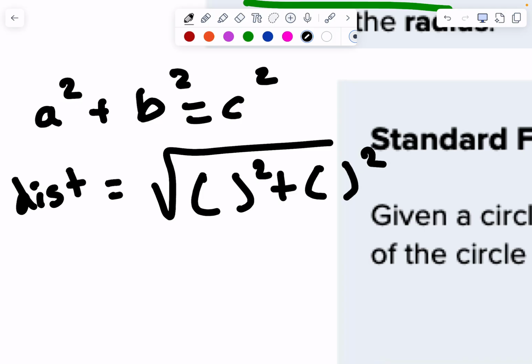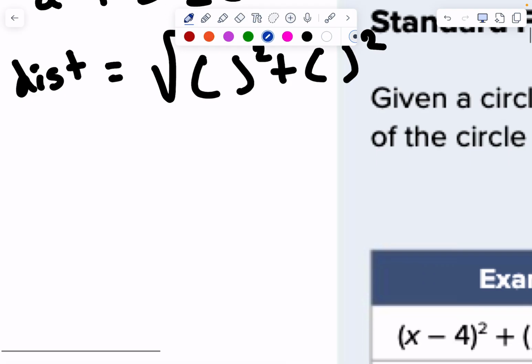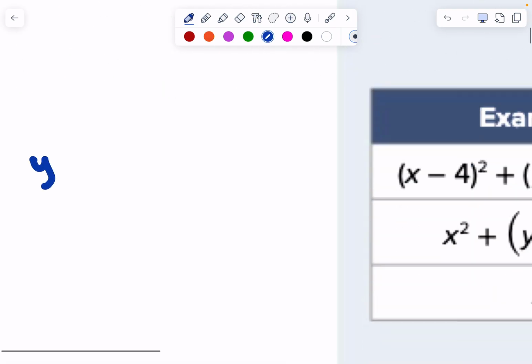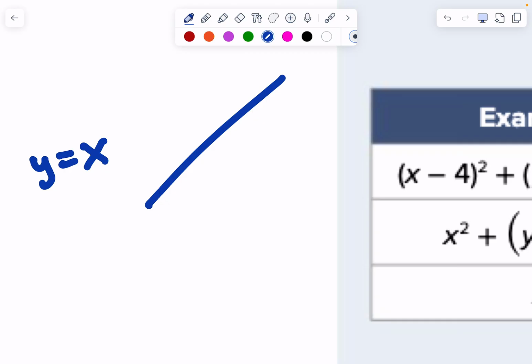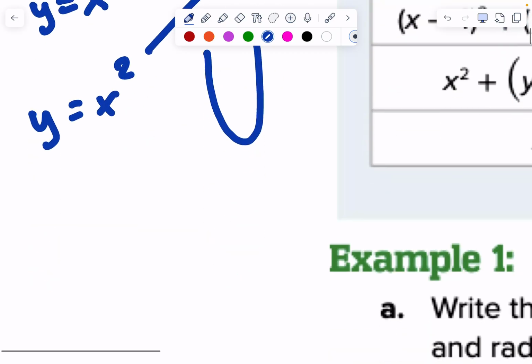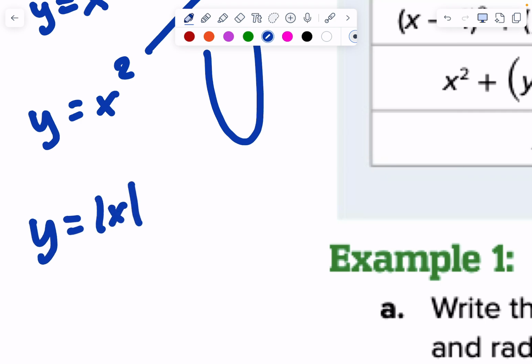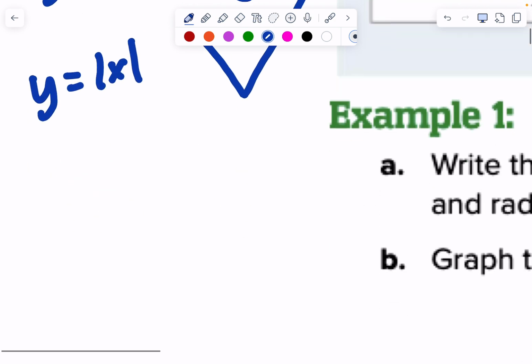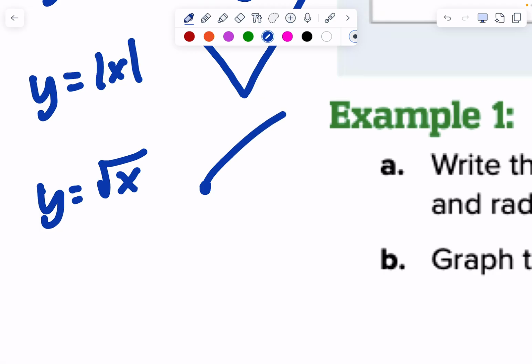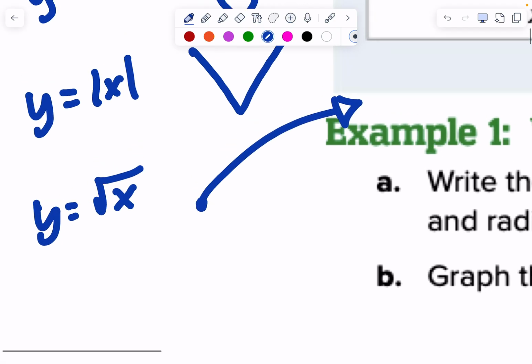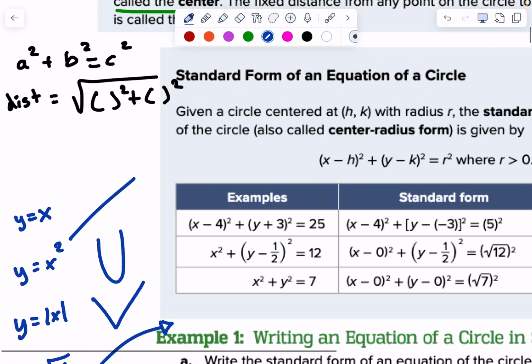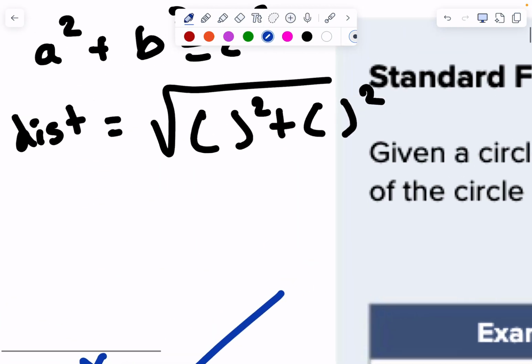The equation for a circle is like the equation for a linear function. Don't write this down, but a linear function, a straight line, is y equals x. That looks like this, right? Y equals x squared looks like a parabola. Y equals the absolute value of x looks like a V. Y equals the square root of x starts off and goes like that. I could keep going with some of those parent functions. The equation for a circle is a little bit weird, but it looks like the distance formula.